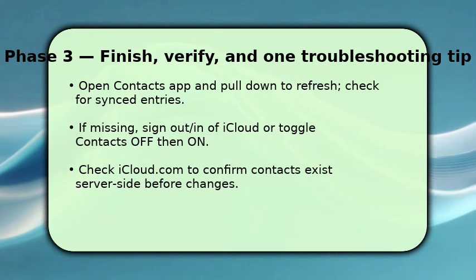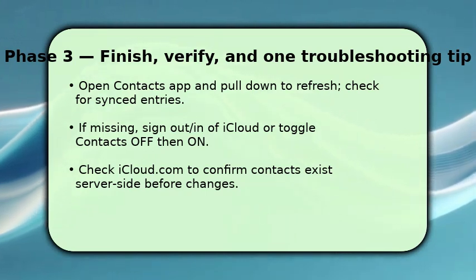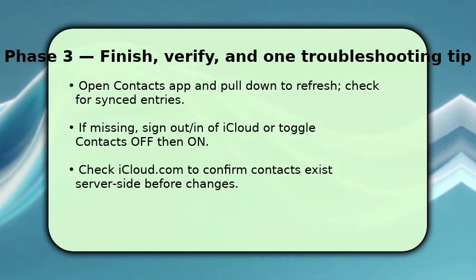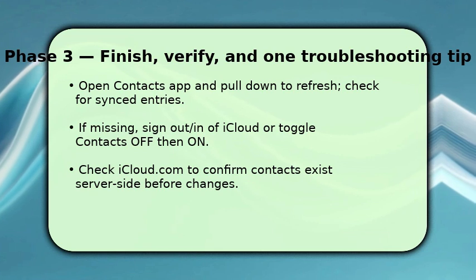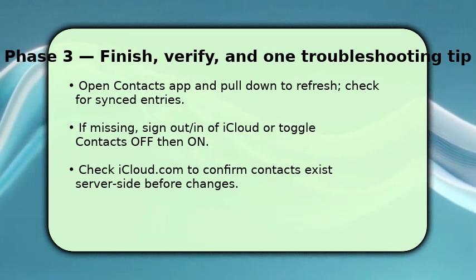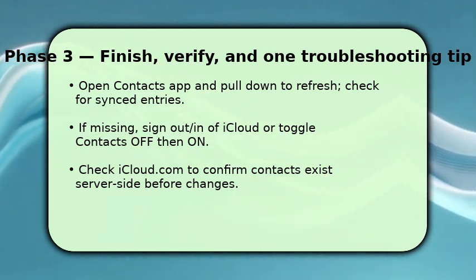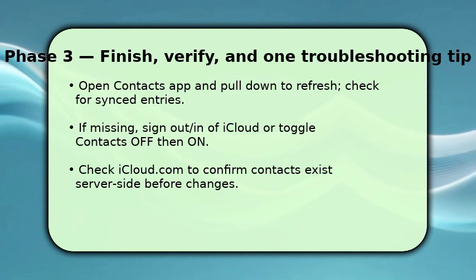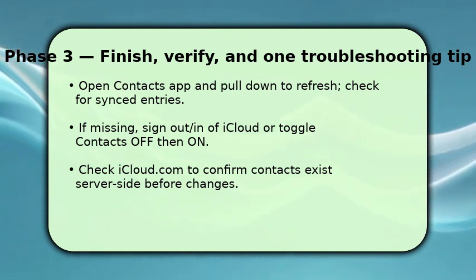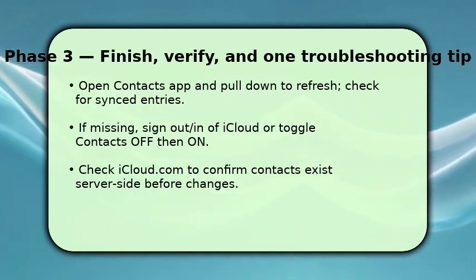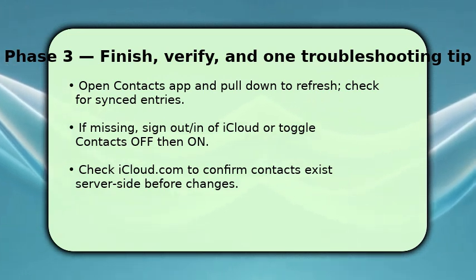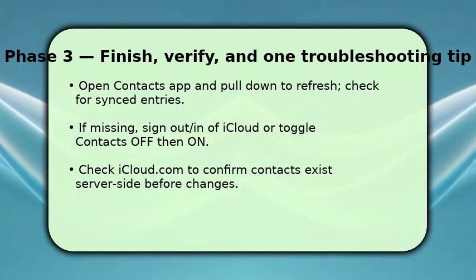After enabling sync, open the Contacts app and pull down to refresh so the device fetches cloud entries. If contacts don't appear, head to iCloud to confirm they exist on the server. This tells you if the issue is local. If server contacts are present but the phone isn't updating, try signing out of iCloud and back in, or toggle contacts off then on again. When prompted, pick Merge if you want to keep local items. This usually resolves most sync hiccups.